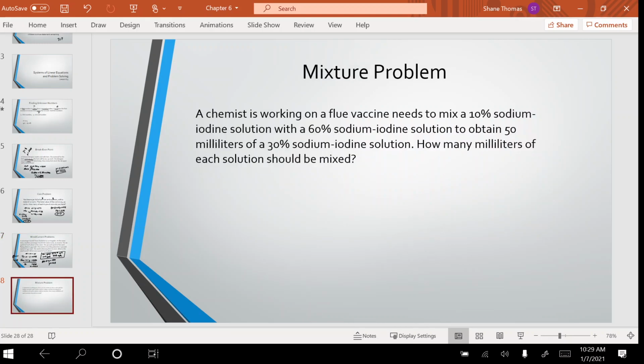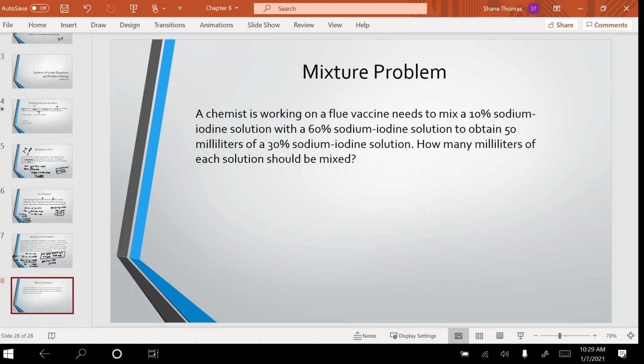A chemist is working on a flu vaccine. It needs to mix a 10% sodium iodine solution with a 60% sodium iodine solution to obtain 50 milliliters of a 30% sodium iodine solution. How many milliliters of each solution should be mixed? I'm not good at chemistry. All right. Sure. Let's put some salt in your body.